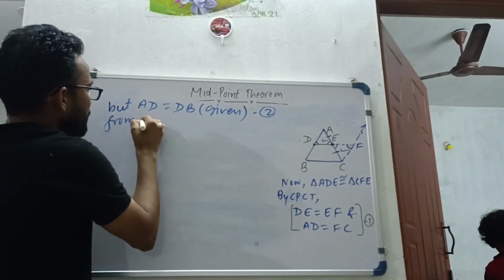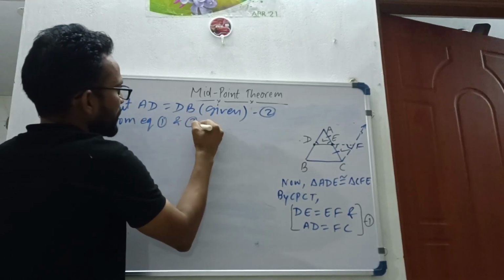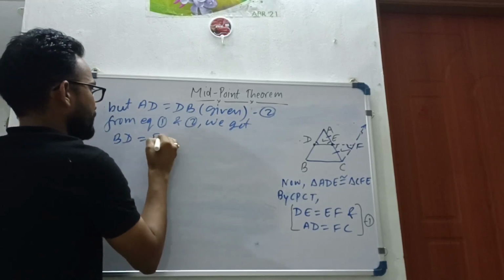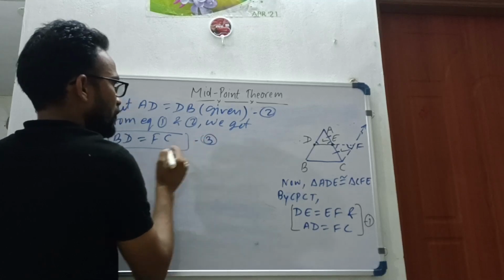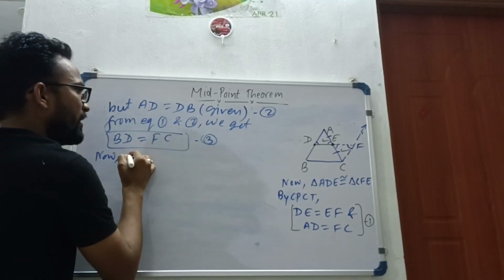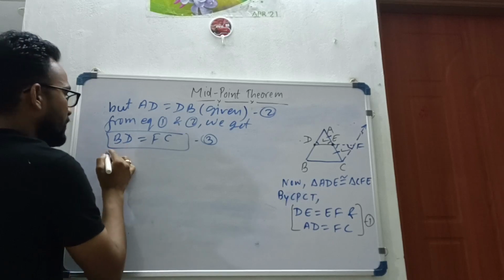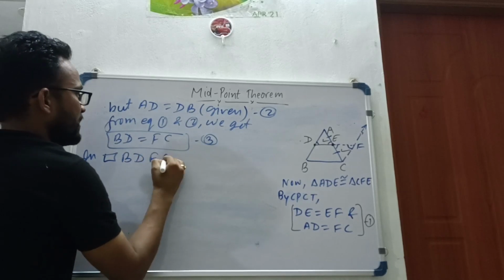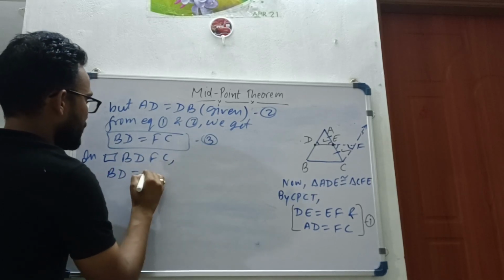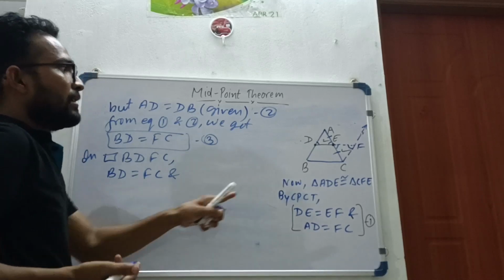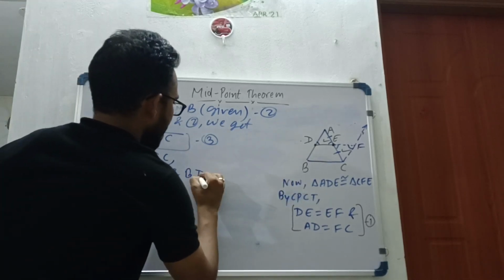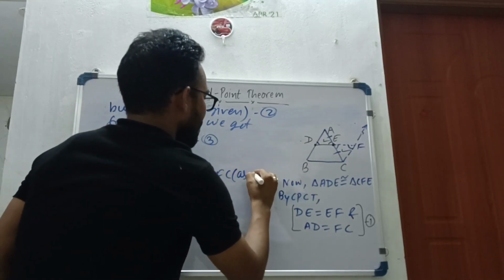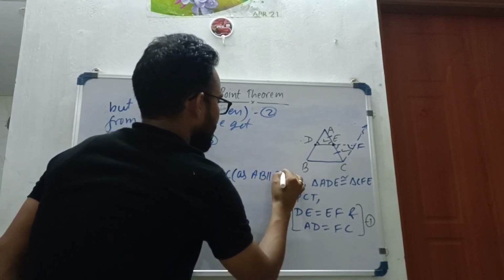So from equation 1 and 2, what can we get? We can get that BD is equal to FC. Make it equation 3. Now in quadrilateral BDFC, what we can say is that BD is equal to FC and BD is parallel to FC. How will BD be parallel to FC? You can write AB is parallel to FC by construction.